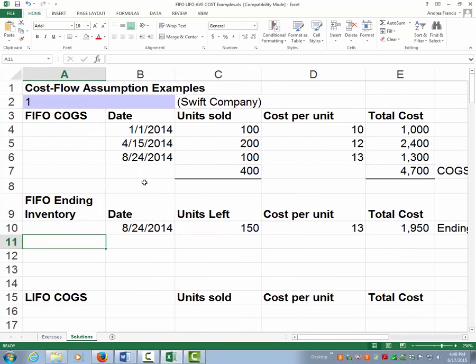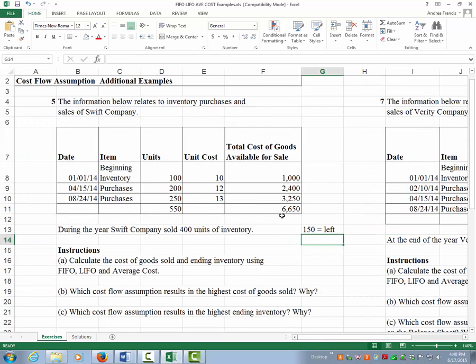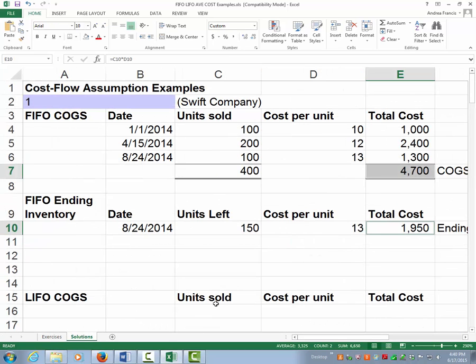Now, how do we know that we've done our work correctly? Well, firstly, the units sold plus the units left should equal back to 550, which is the number of units we had in total. And then the total cost of goods sold and the total ending inventory together will equal 6650, which is the total cost of goods available for sale. So that's how we cost out cost of goods sold and ending inventory using the FIFO, or first in, first out method.